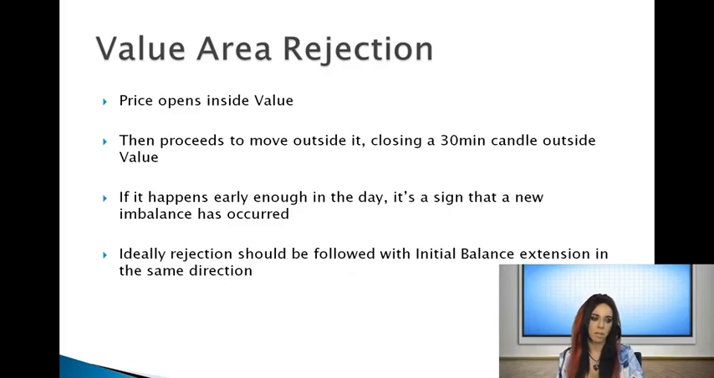Now, in an ideal setup, as the price is rejecting the value area, you'd also be getting the initial balance extension in the same direction of the rejection of value. So initial balance is the first hour of trading, okay? So when you get to that third 30-minute candle, you would then look for it to go higher or lower than the other two, okay? So you would look for prices to come out of the initial balance range.